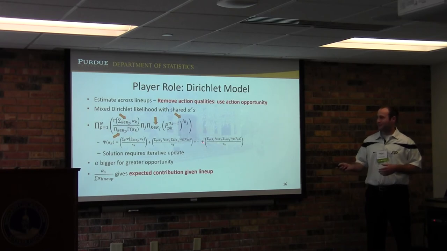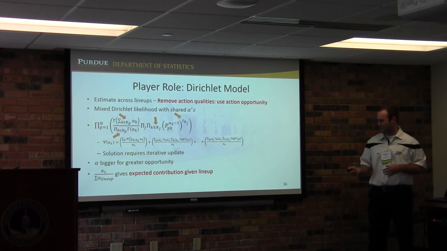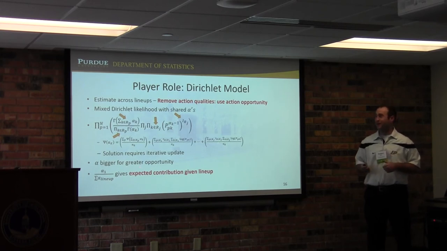And I highlight this just to say we stitch across lineups, so we give each player a single parameter for points won and a single parameter for points lost. And the idea is at the end, these alpha values, if they're bigger, that player had more opportunity to affect the game. I also forgot to mention, at this point, we've removed action qualities.